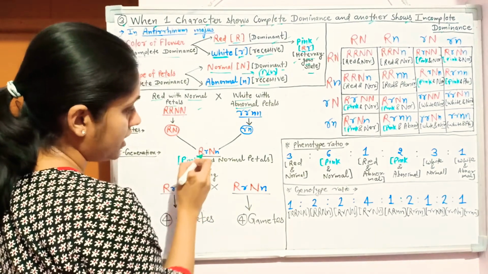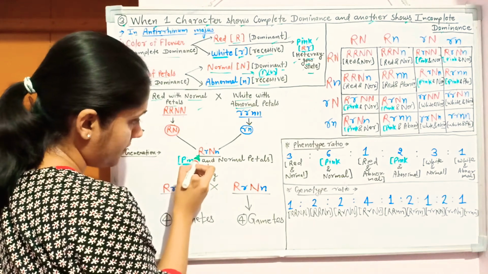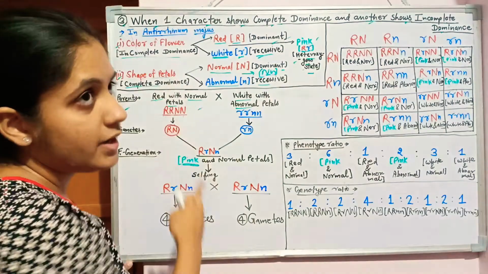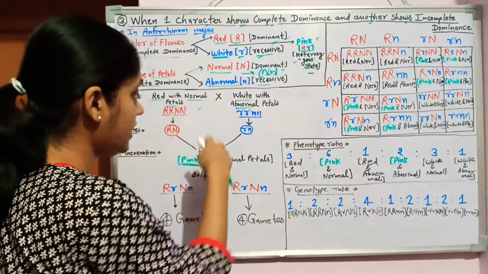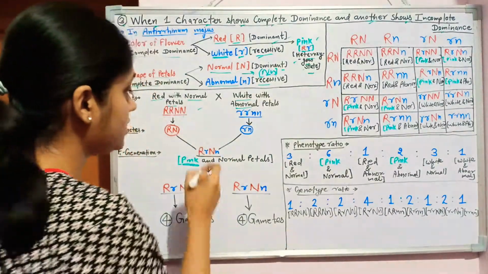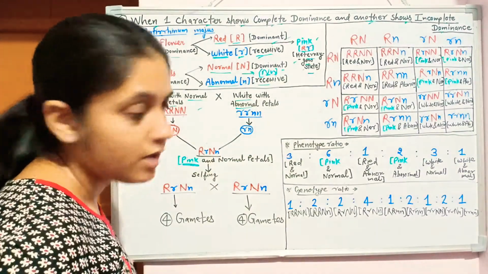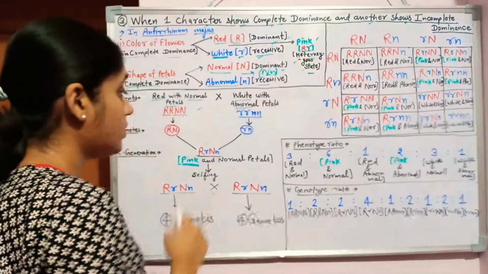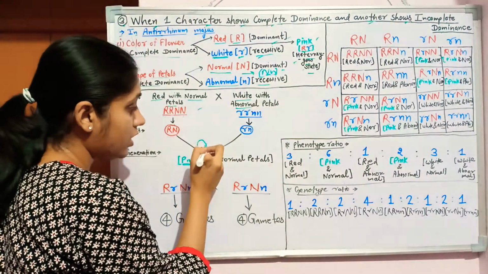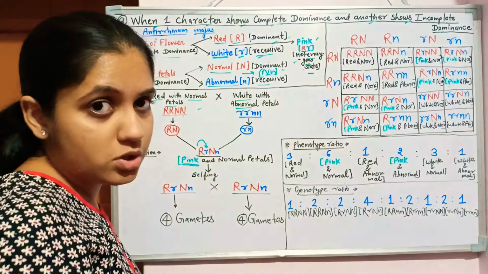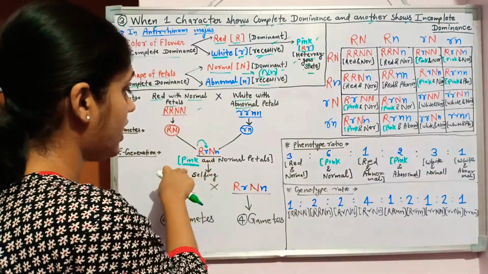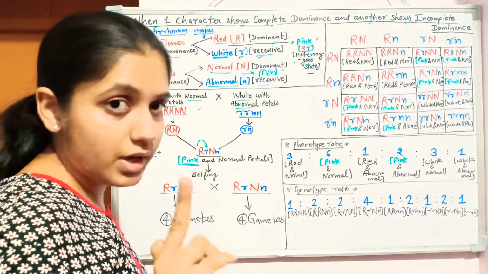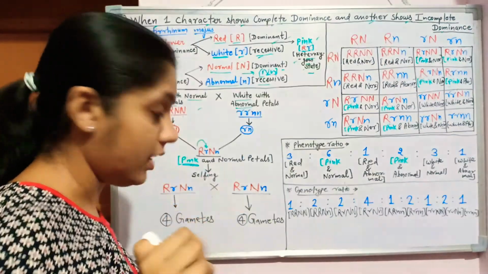In the F1 generation you can see that pink color flowers are produced, because the capital R, the red color flower allele, cannot completely mask the expression of the small r, the white color flower allele. So the flowers are not red in color, they are pink in color. Remember it, they are pink in color.